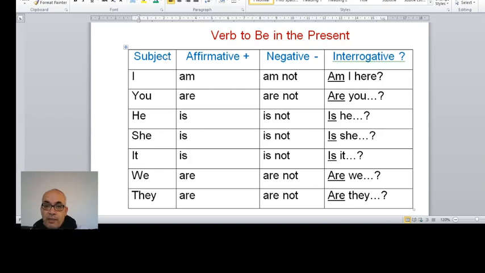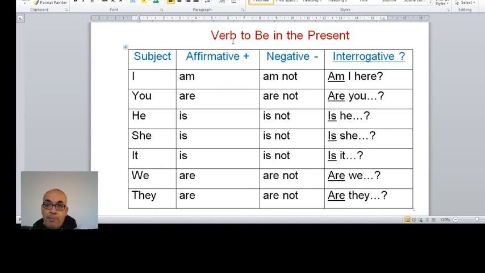You've got subject, you've got affirmative, which means positive. This is negative, and this is interrogative. Now, in this column, I put the subject for you. And if you remember from lessons before, I said the subject is I, you, he, she, it, we, they, or the subject can be a name of person or names of people. It can be name of animals, name of plants. So that is the subject.